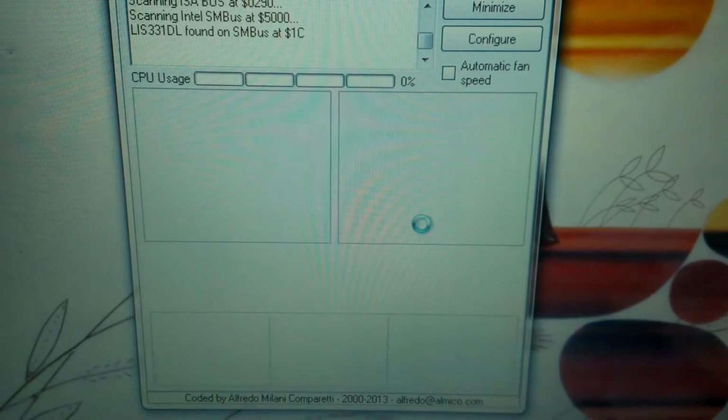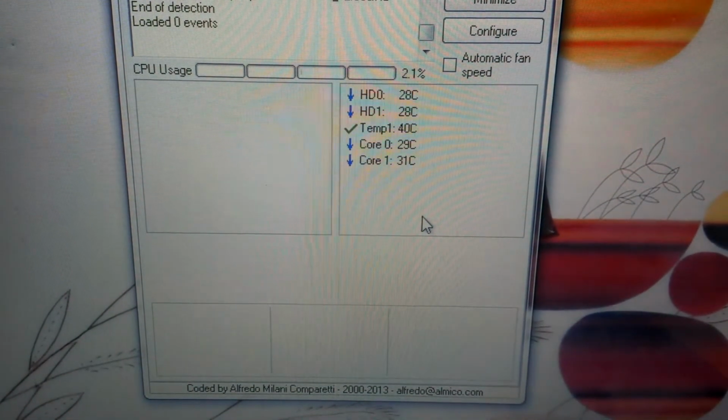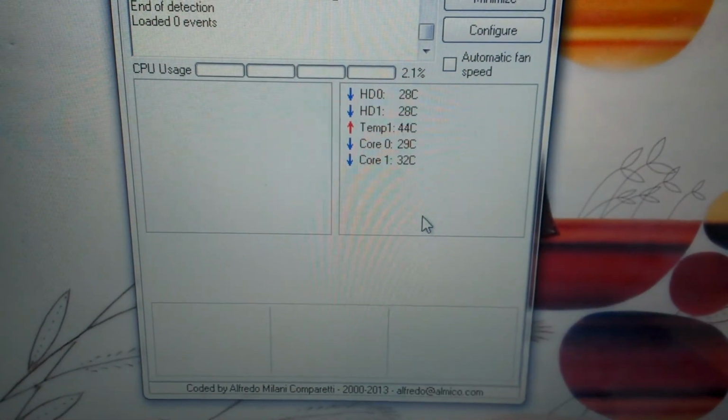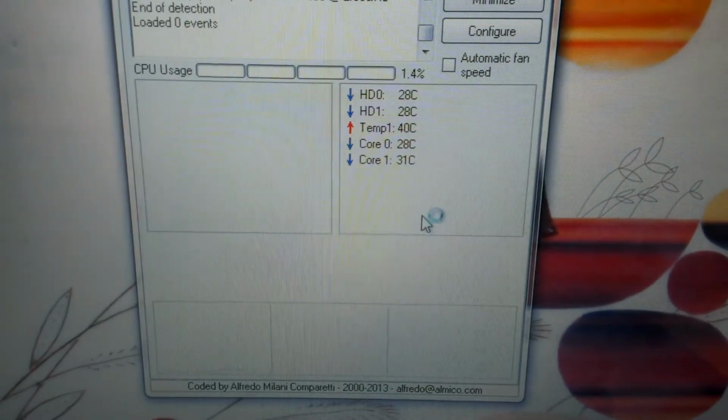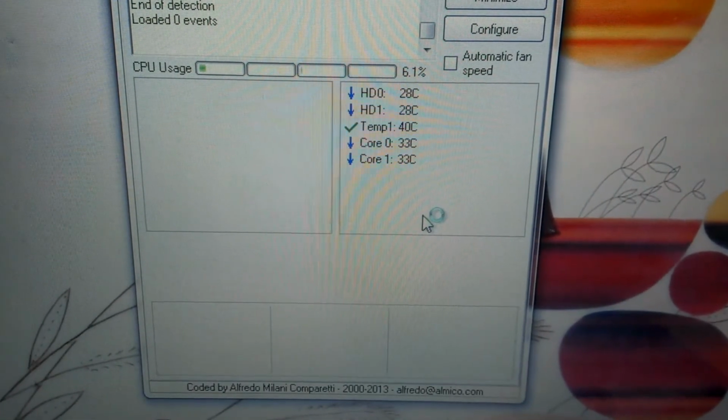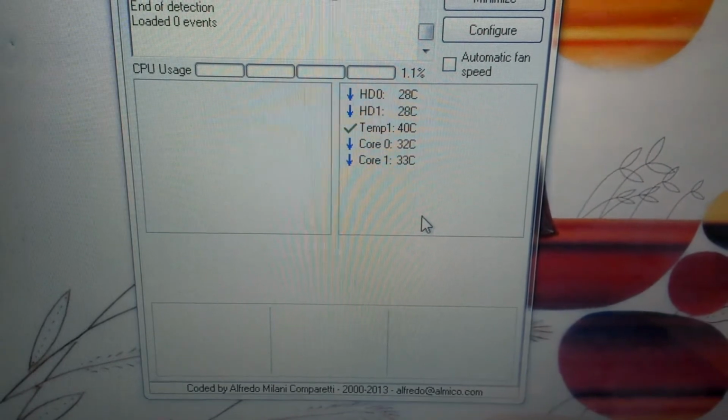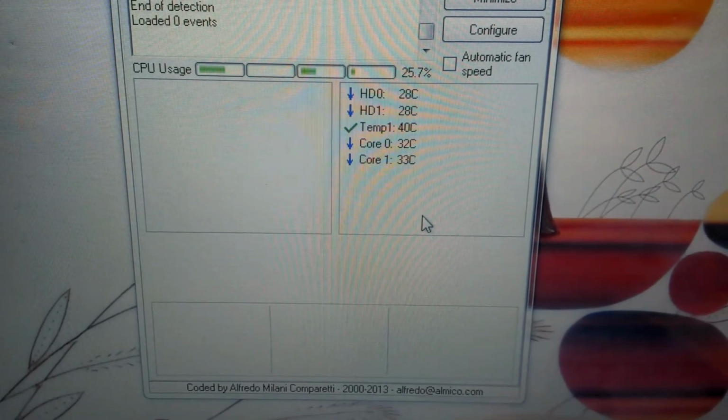And does it still give me the fan message? No, it does not. Seems like it's a job well done. Temperatures now have an arrow going down, which means it's below the normal temperature, which is good. And that's it. Problem solved.